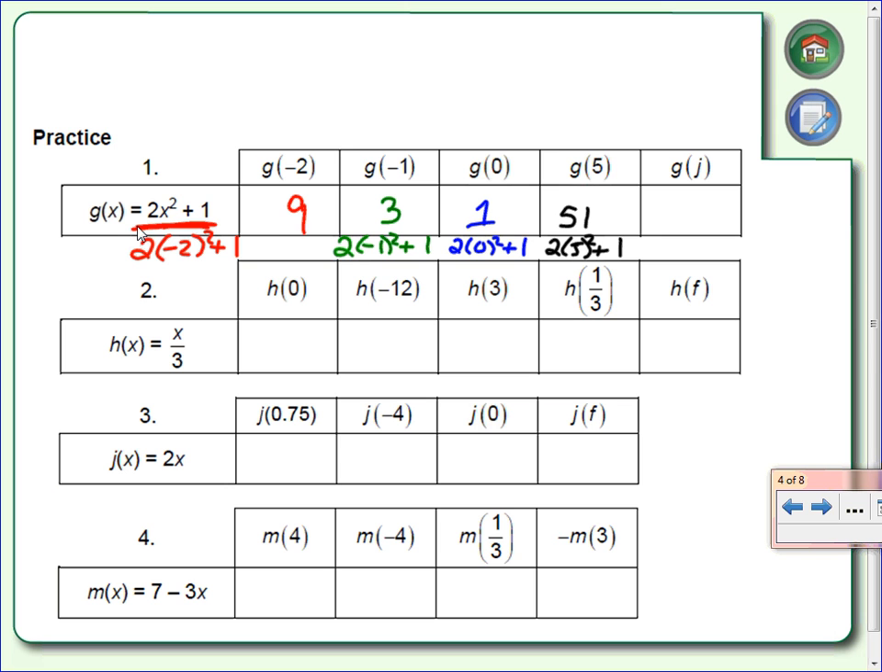And the next one, be careful on the next one here. Instead of a number, now I've got a letter here. 2j squared. So we're going to have 2j squared plus 1. So again, really all we're doing is taking out the x and replacing it with the letter j. Pretty easy so far, right? Nothing fancy here, pretty straightforward. All we're doing is taking out the x, putting in the number.